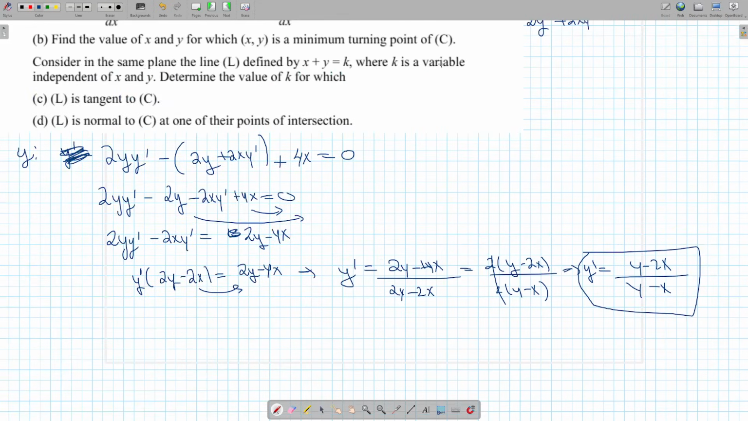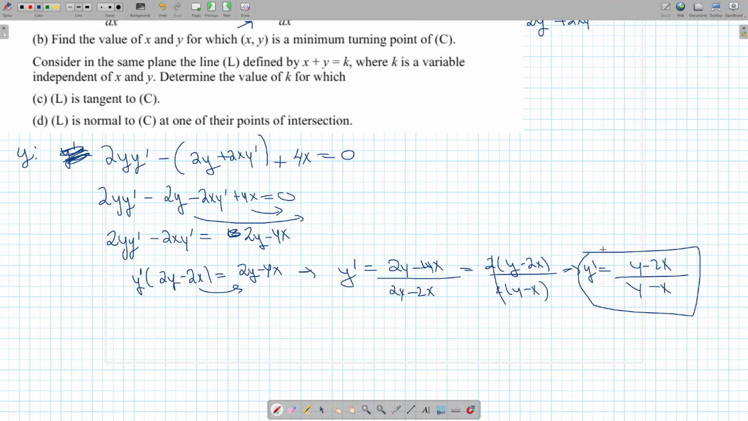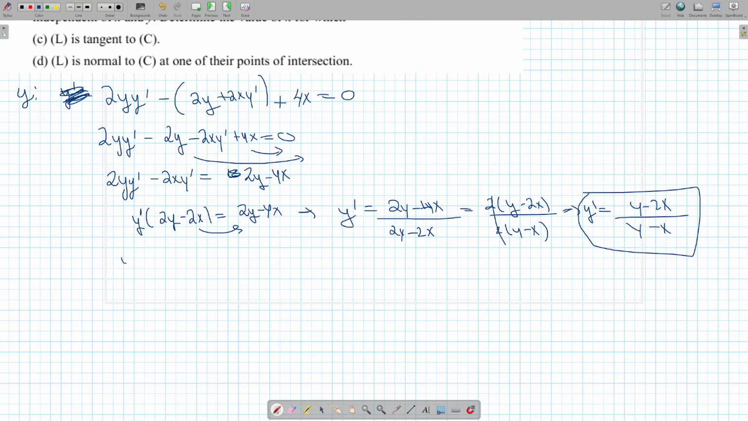We need now to do y double prime, right? So how do we do y double prime? This is like the annoying part. If you have y prime as this, how do you find the second derivative? You need to use quotient rule. So yeah, let's do quotient rule.